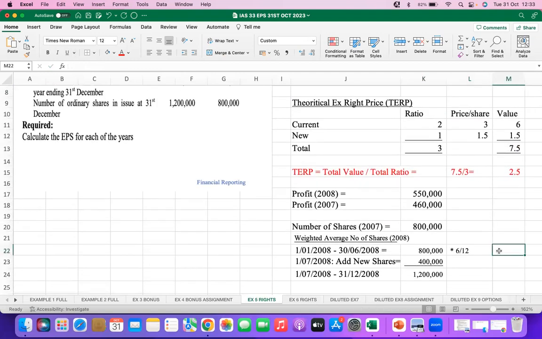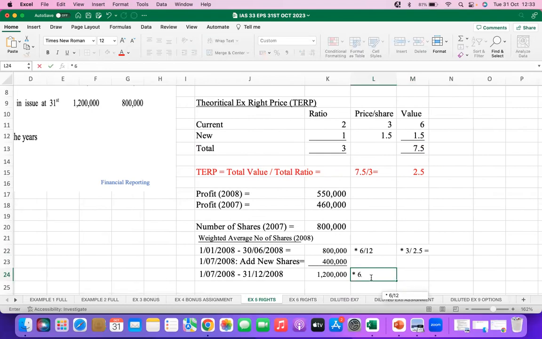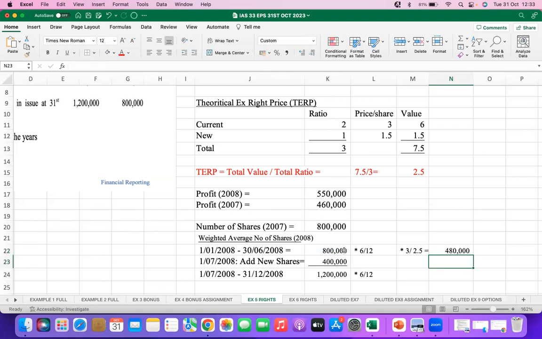So times 3 divided by 2.5. And then we get our answer. And here we have times, again, 6 months over 12. But we said we don't multiply by the adjusting factor after the issue. The adjusting factor is only applied just before the issue. So we have 800,000 times 6/12 times 3 divided by 2.5. What do we get? We get 480,000.